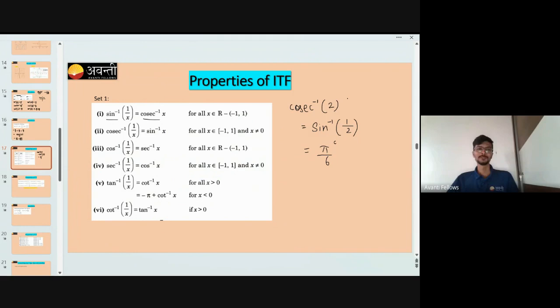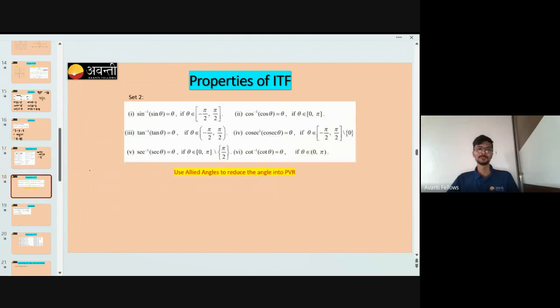So I hope this property is clear to you. Now, let's go into set 2. Set 2, mark my words, is a very important property. There are many questions in JEE Mains which will be solved like this if we know how to use set 2. Many students get confused here, so I hope you'll pay attention. I am hoping you'll pay a little bit more attention here.